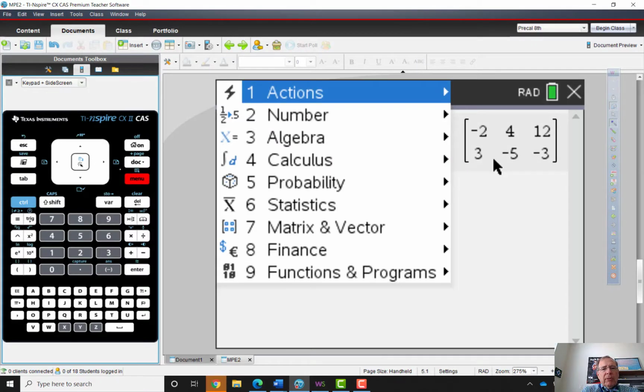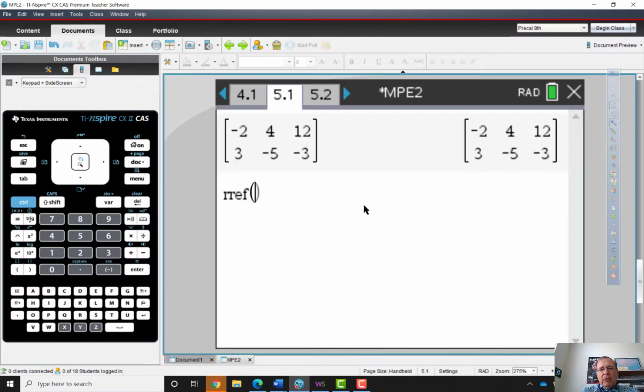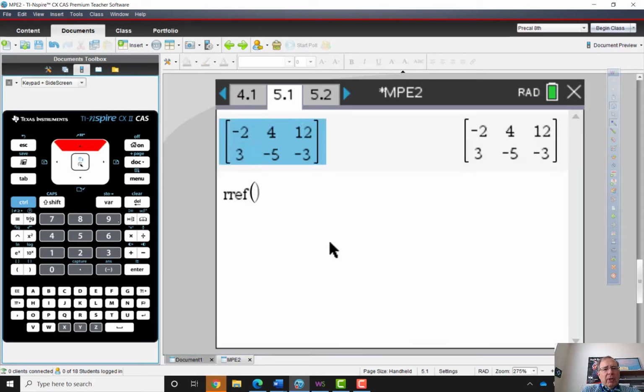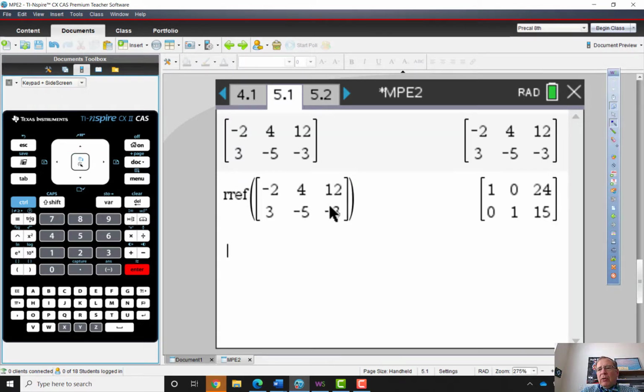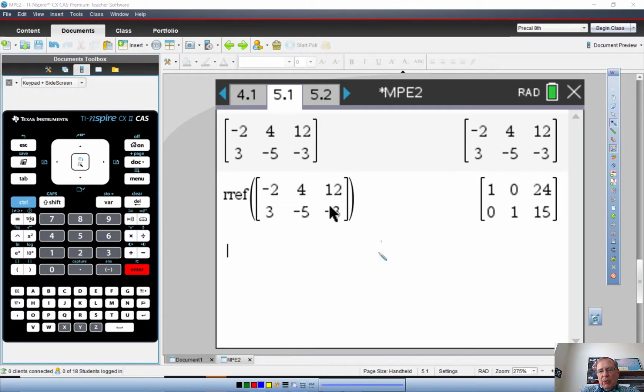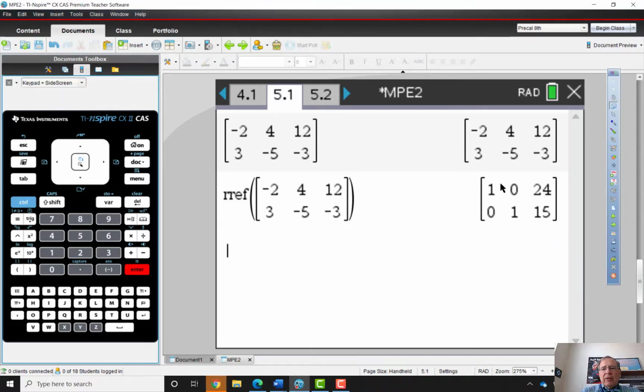Then I'm going to go to menu, 7 for matrix and vector, and then 5 for reduced row echelon form. So I put my expanded matrix in here, and this means 1 times x plus 0 times y equals 24, or x equals 24. 0 times x plus 1 times y equals 15, or y equals 15. So if we added those together, we get 39.